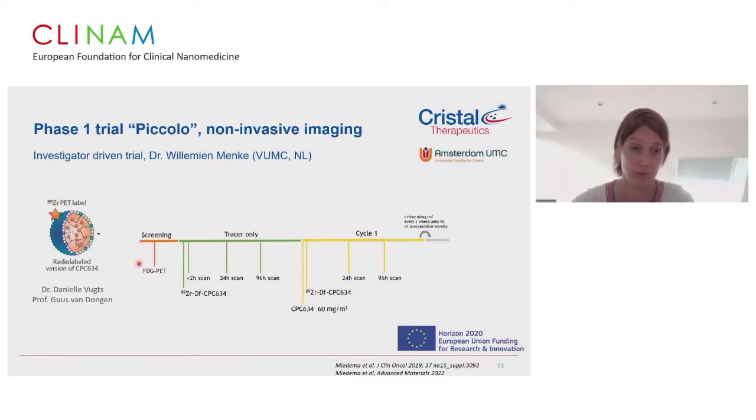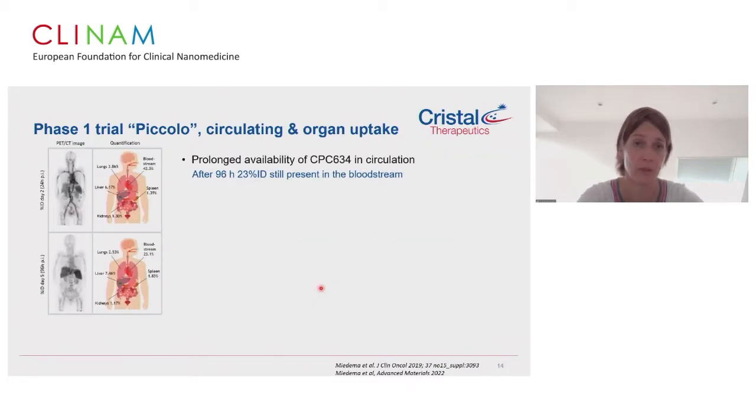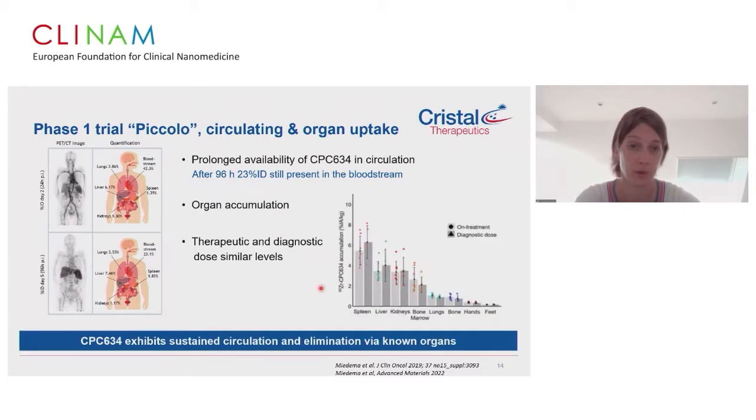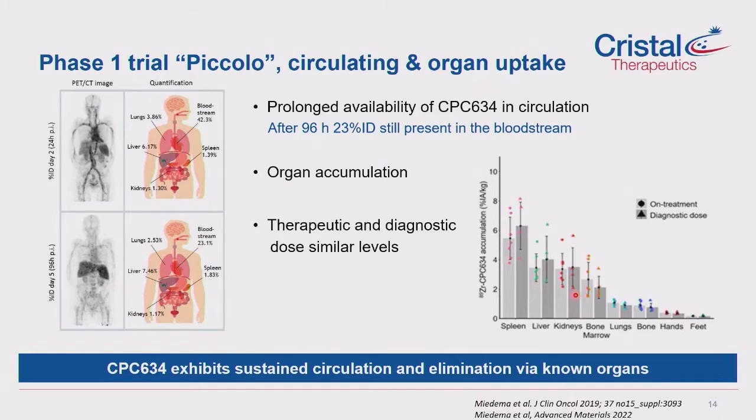Initially, we screened the patients with FDG to see the active tumor lesions. Then we gave a low dose, what we call a tracer or a diagnostic dose only. And thereafter, we gave the therapeutic dose, but that was also supplemented with this radioactively labeled material. And what we can nicely demonstrate here, non-invasively, is again the long circulation of the nanoparticles. Then thereafter, we could also monitor the organ accumulation. As you see in the right plot, that's the percentage injected activity versus kilogram of the body. Again, the known organs of spleen and liver.